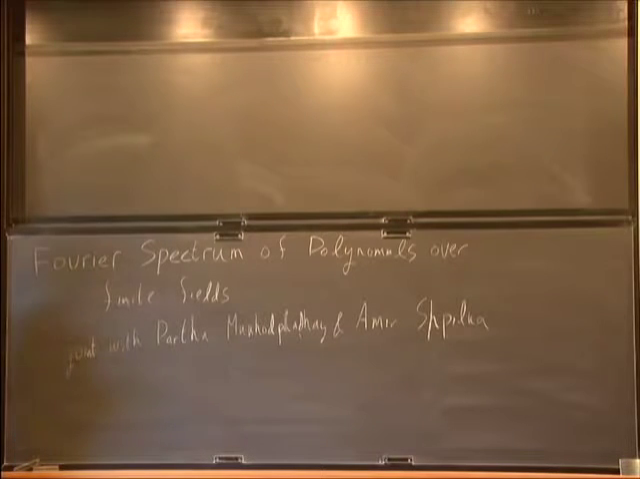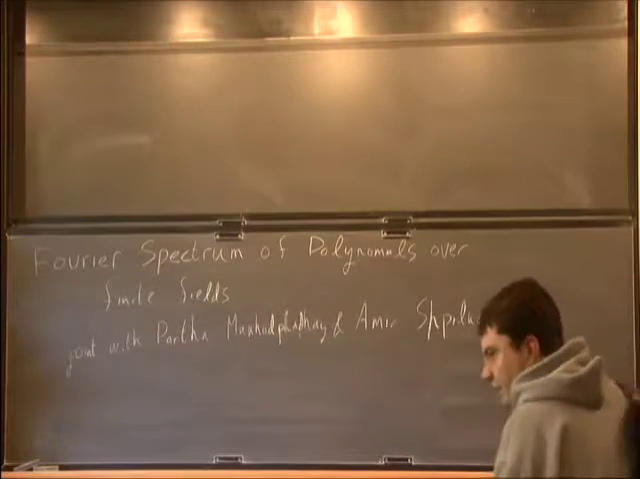And what I want to show you is just one result. It says some property of Fourier coefficients of polynomials over finite fields. And essentially what it says is that you can always find a small set of variables such that most of the Fourier coefficients contain at least one of these variables.